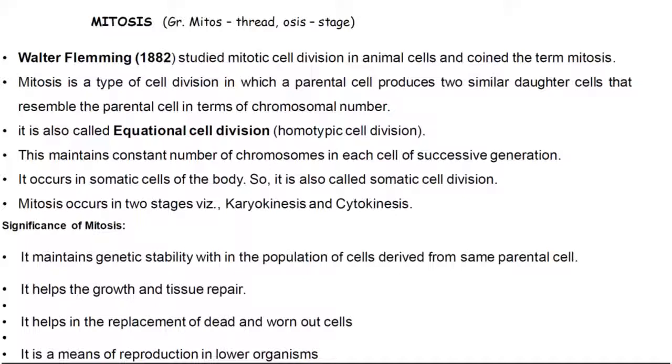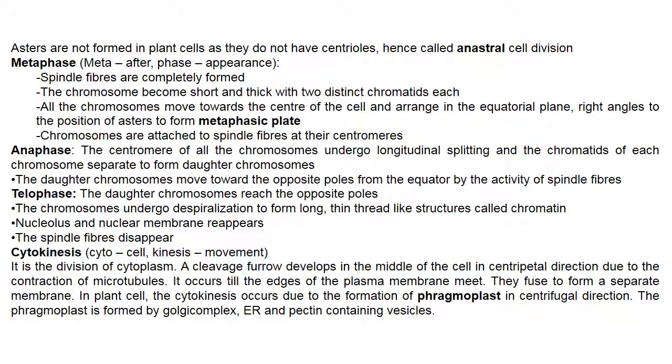Mitosis occurs in two stages, one is karyokinesis and another is cytokinesis. Significance of mitosis. It maintains genetic stability within the population of cells derived from the same parental cell, helps in growth and tissue repair, helps in the replacement of dead and worn out cells, and is a means of reproduction in lower organisms. Asters are not found in plant cells as they do not have centrioles, hence it is called anastral cell division.